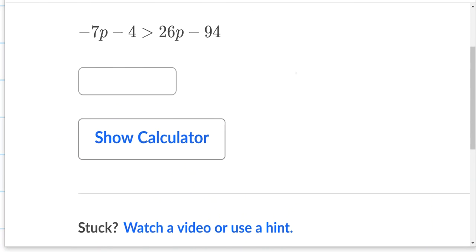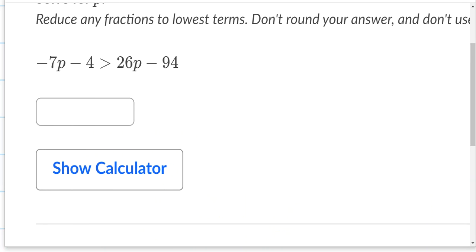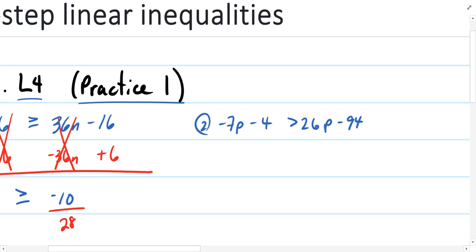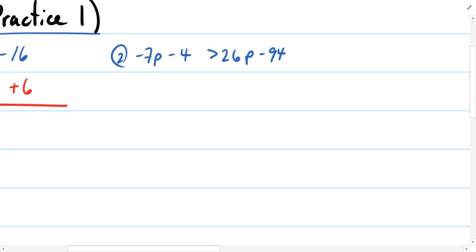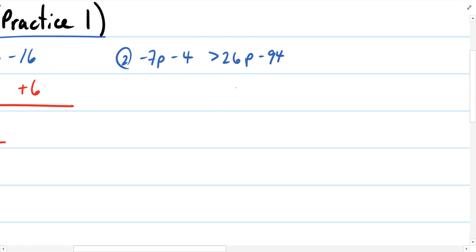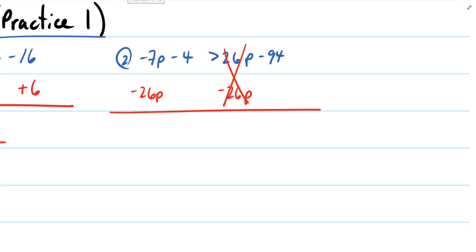So let's try another one, and this time I'm going to point something out to you that you've got to be careful of when working on your own. If you're not careful, or if you're not actively considering which side of the inequality to place your variables, you might end up in a situation like this. So let's do the same thing we did the last time and try to move our variable to the left side of the inequality. To do so, we'll subtract 26p from both sides of the inequality, and that'll make them cancel on the right-hand side.